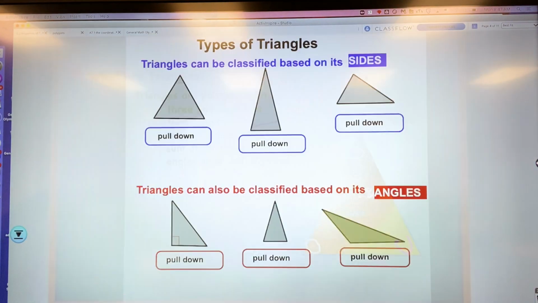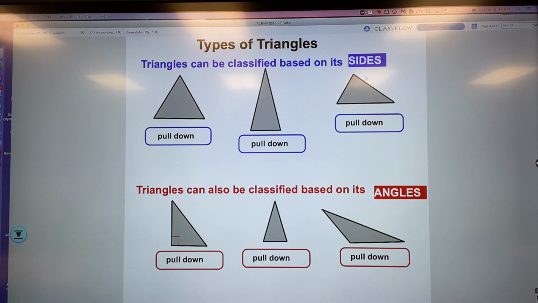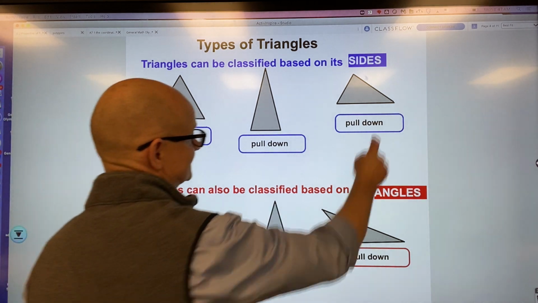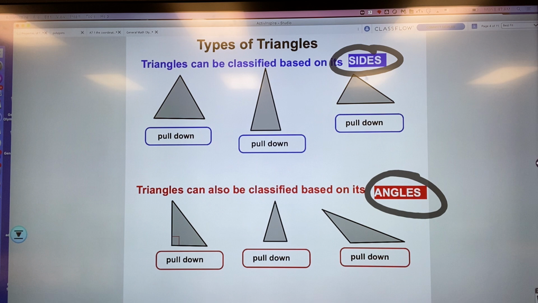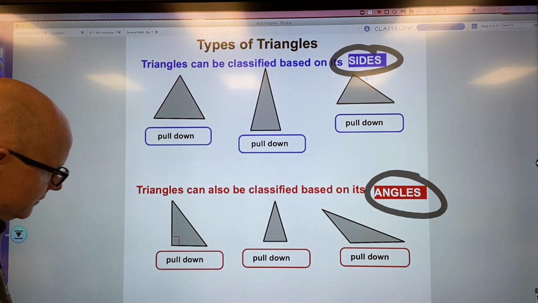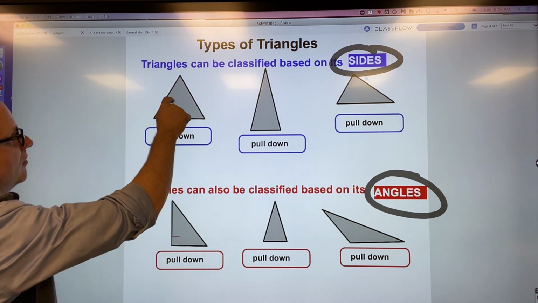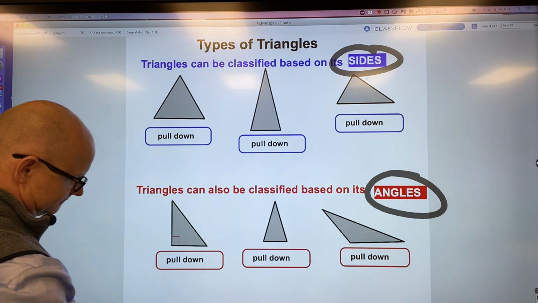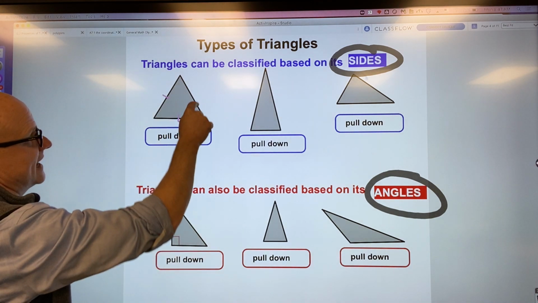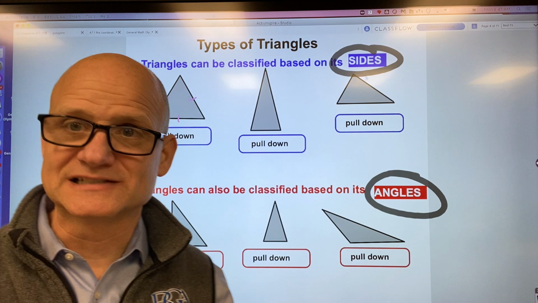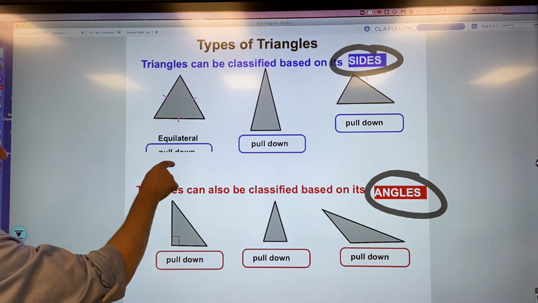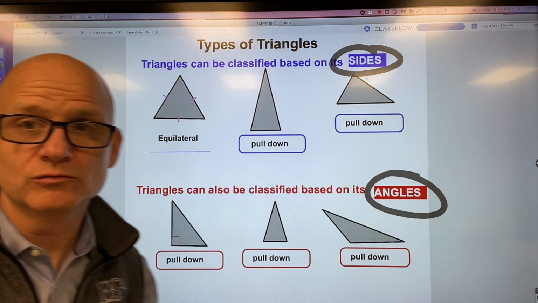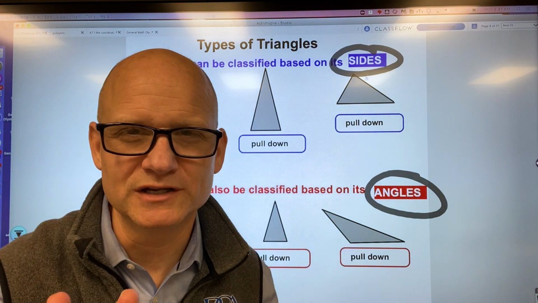The other thing I just wanna briefly discuss is that there are types of triangles. Triangles can be classified by its sides, and triangles can be classified by its angles, okay? This is called an equilateral triangle because all three sides, dash, dash, dash, that lets you know that all three sides equal. So this is known as equilateral, okay? It's where all three sides equal.